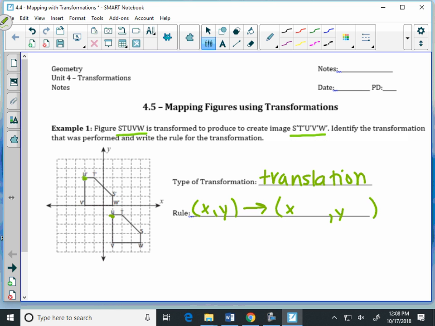So to get U to map up to U prime, which direction did we have to move first? Right or left? Left. How many units left did we move to get it to be in line? 3. So if we want left 3, are we going to put X plus 3 or X minus 3? So we want 1, 2, 3. And then to get it to map up onto U prime, we want up 4. So it's going to be plus 4. And that's how you write the rule. Right, translation.